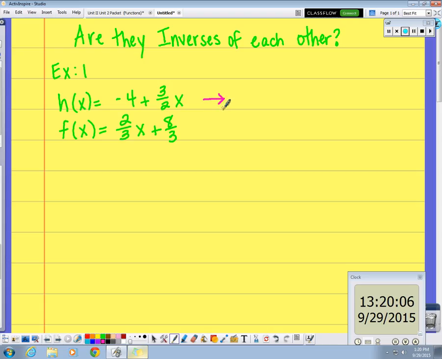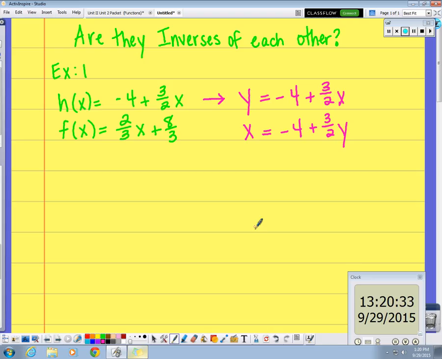Switch the x and y. Well, where is the y? The h of x. So I'm going to rewrite it quickly as y equals negative 4 plus 3 over 2x. And then I'm going to do step 1, which says switch the x and y. So it'll be x equals negative 4 plus 3 over 2y. Yes. Now, step 1 is switch the x and y.